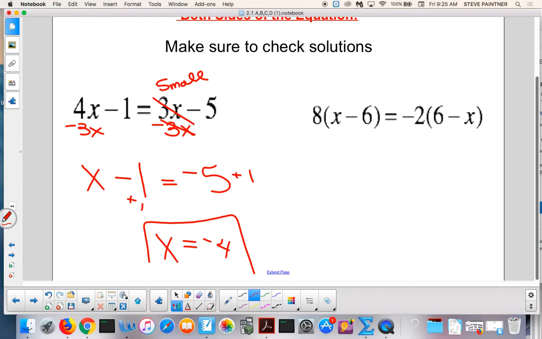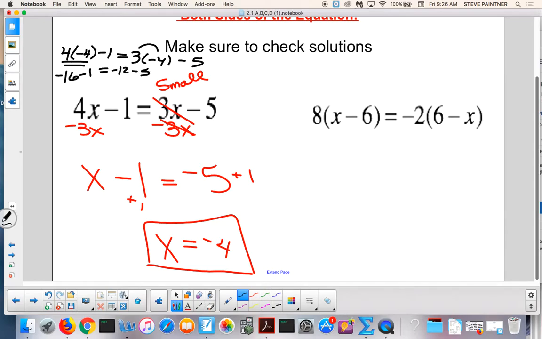Good? Okay, really quick, a simple check would be, put the -4 here. 4 times -4 minus 1, does that equal 3 times -4 minus 5? Take away 1 equals, yes, it does. -12, take away 5, you get -17 equals -17. It's good to go. Good? Okay. Last one.